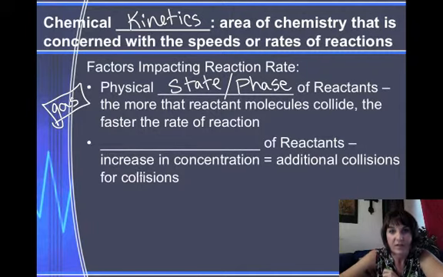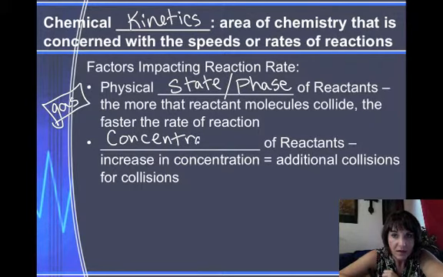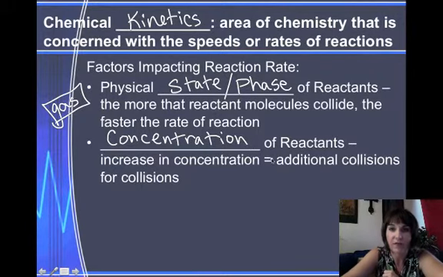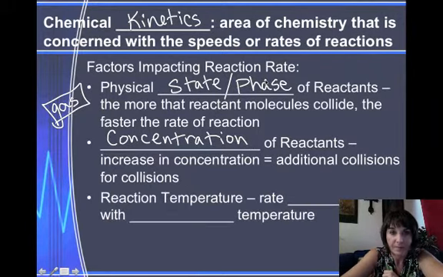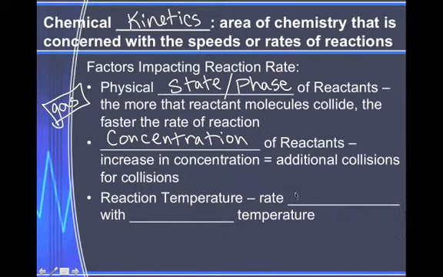Another important factor to consider is the concentration of reactants. When you increase the concentration, you'll get more collisions. And of course, that means a faster rate of reaction. The reaction temperature also has a positive correlation with speed of reaction. So the rate increases when the temperature goes up because we get particles to move faster. Increasing temperature.